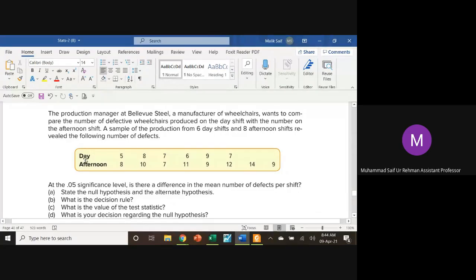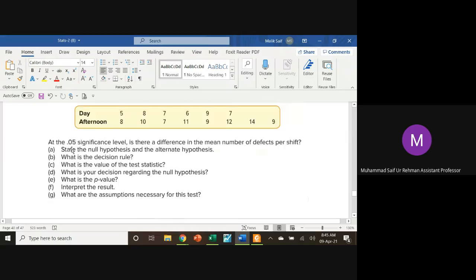So during day shift, when wheelchairs were being produced, 5 defects were there, 8 defects were there, 7. So like this. And in afternoon shift, these are the defects. At the 0.05 significance level, is there a difference in the mean number of defects per shift?